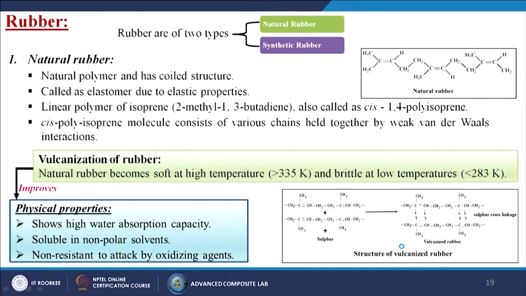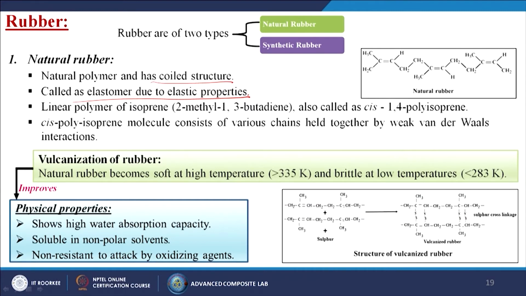Next we are going to discuss rubber. Rubber is generally of two types: natural rubber and synthetic rubber. Natural rubber is what we get directly from the plant itself. It is a natural polymer with a coiled structure, called an elastomer due to its elastic properties. It is a linear polymer of isoprene, whose chemical name is 2-methyl-1,3-butadiene, also called cis-1,4 polyisoprene.